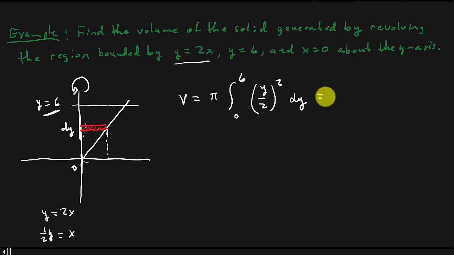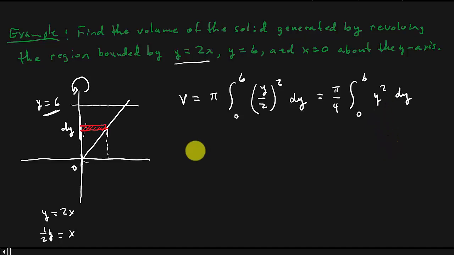All right, so let's see what we've got. We've got pi, integral from 0 to 6. And let's do this. This is going to be y squared over 4, right? And let's bring the 1/4 out. And that's y squared dy. Remember, this would be y squared over 4 if I squared that. That's like 1/4, so I'm bringing the 1/4 out.